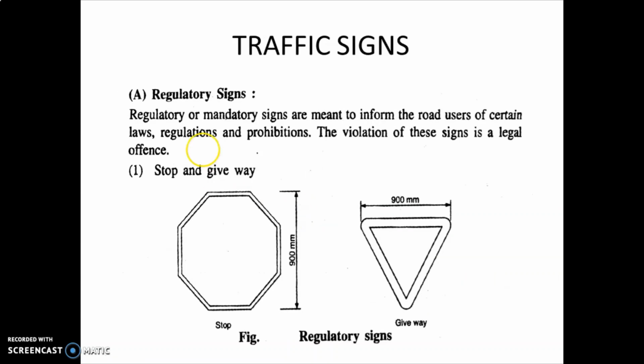Now we will discuss various traffic signs. In that, first one is regulatory sign. As the name suggests, regulatory means we have to regulate the traffic flow using the signs. So regulatory or mandatory signs are meant to inform the road users of certain laws, regulations, and prohibition. The violation of these signs is a legal offense.